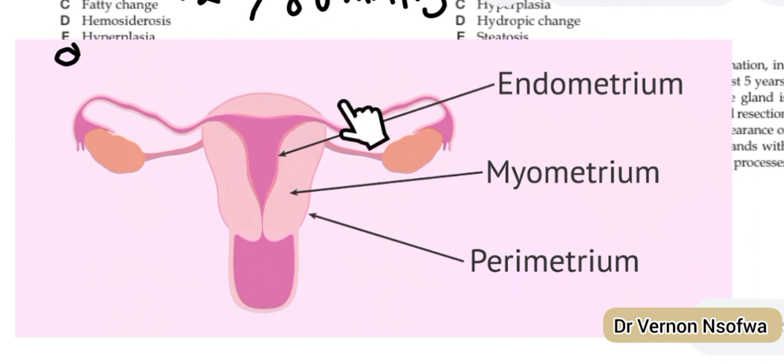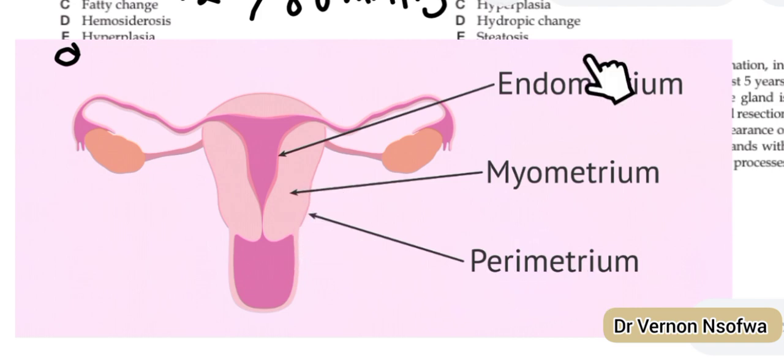Okay, so we have this diagram here of the uterus. We can see that the uterus is actually made up of 3 layers of tissues. The inner layer is called the endometrium. The middle layer is called myometrium, and the outermost serosa layer is called the perimetrium.